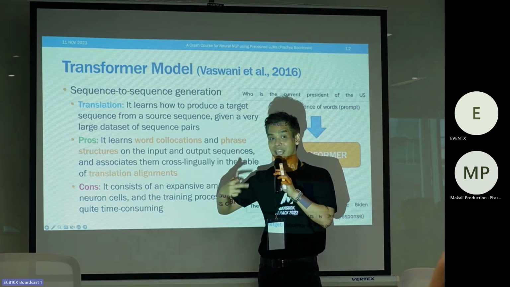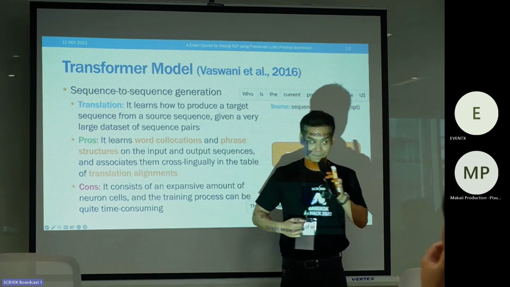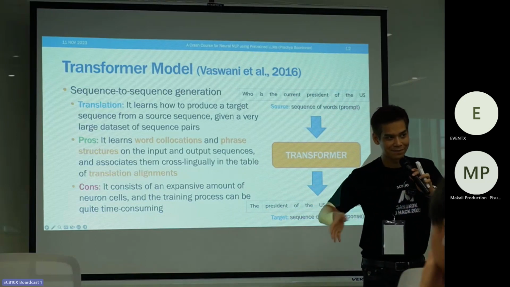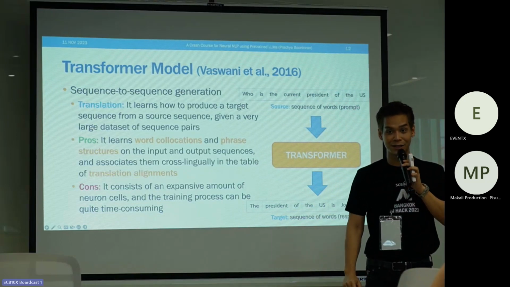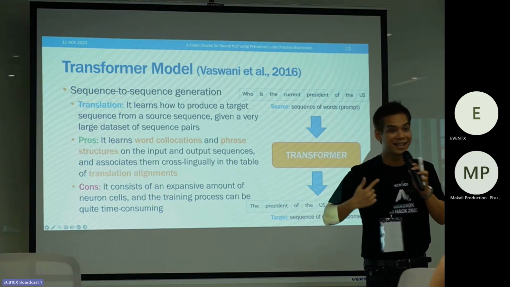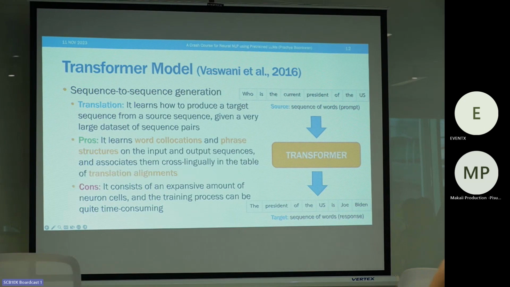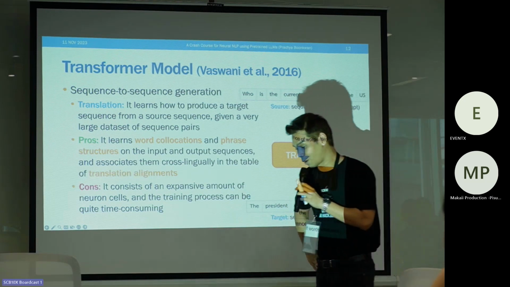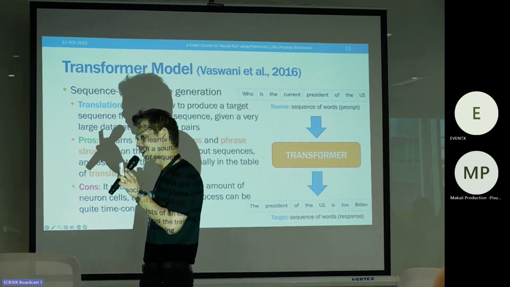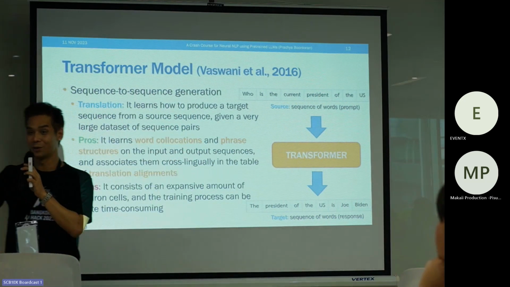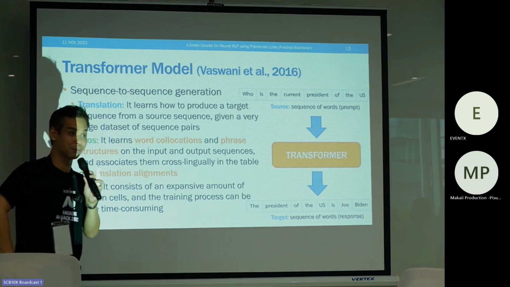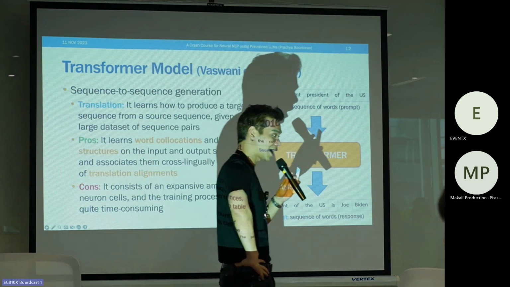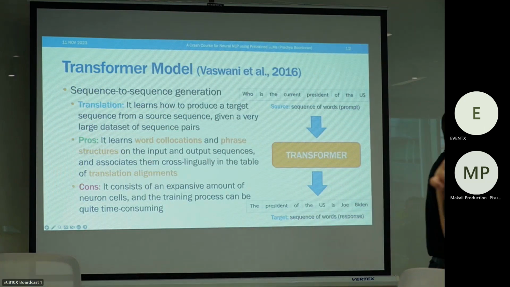Technically speaking, it's called translation alignment. Alignment means mapping. So it learns how to map phrase to phrase translation. And that is the basic idea of transformer. It learns three things: word collocations, phrase structure, and translation alignment. If you're working on transformer, you may have to think about translation. You have to form your problem as a translation problem. If you can formalize that, then your problem will become a lot easier to think about.